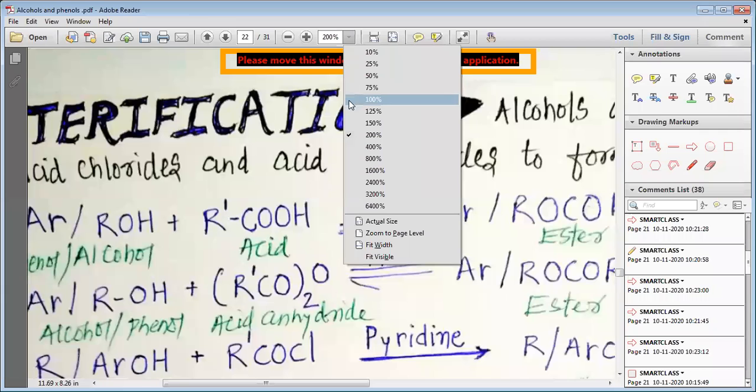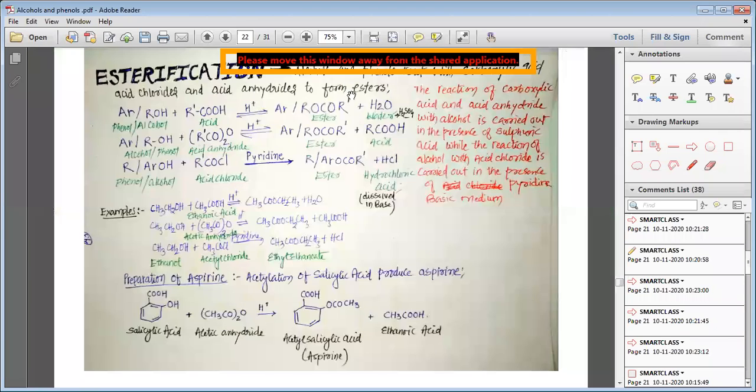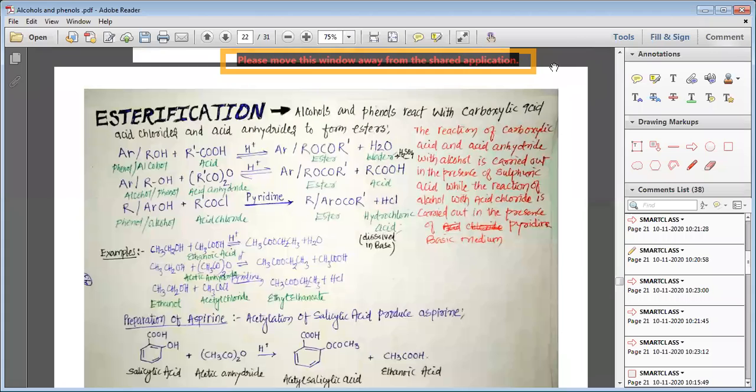So now, my dear students, we are going to study a very important and very interesting topic, which is known as esterification. This esterification we have studied even in the 10th standard. So we are all aware that alcohols and phenols, when they react with carboxylic acid, produce esters.